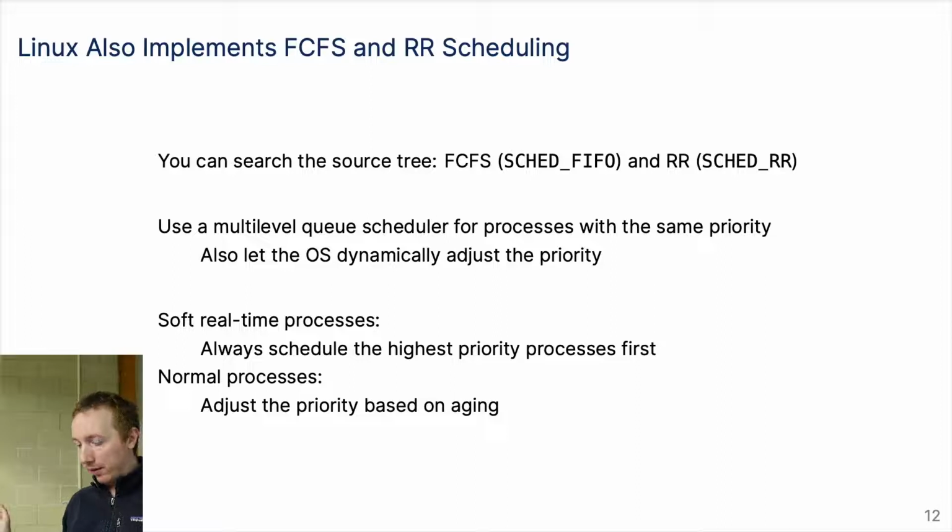What they do is use a multi-level queue for soft real-time scheduling for all the processes of the same priority, and it lets the kernel itself dynamically adjust the priority to be a bit more fair. But on Linux, there are going to be two types of processes. There are soft real-time processes, and those are always scheduled first. So they always schedule them at the highest priority, and they'll use something simple that you can argue about, like first come, first serve, or round robin. And then normal processes essentially adjust their priority based on aging and use, at least back in the day, the two strategies we just discussed.